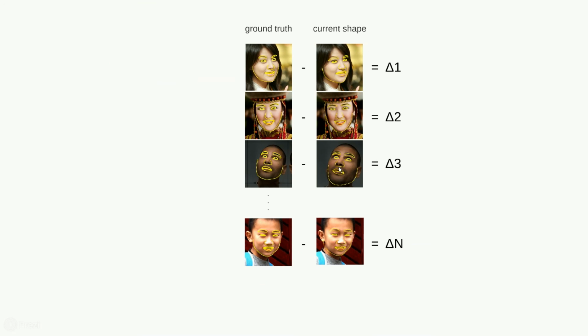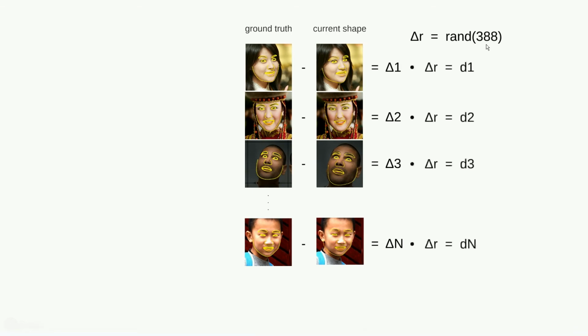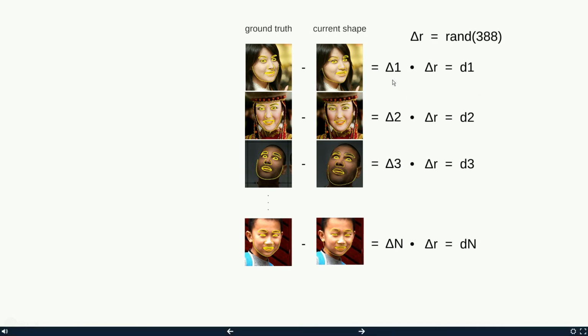So again, we have the ground truth and the current shape. In order to find the pixels that are strong classifiers, we would go through a process like this. Let me first show you the process and then explain why. First of all, we would randomly generate a 300 by 88 dimension vector, and then we will do dot multiplication with the deltas, delta 1, 2, 3, and n, and we will get a scalar value, d1, d2, d3, all the way to dn.